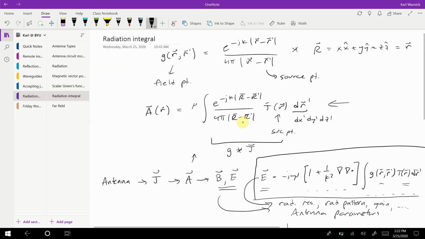Antenna, model it as a current. We get the magnetic vector potential, but that's kind of buried in a formula for the electric field, which is what we really want. And in the end, we get the properties of the antenna.